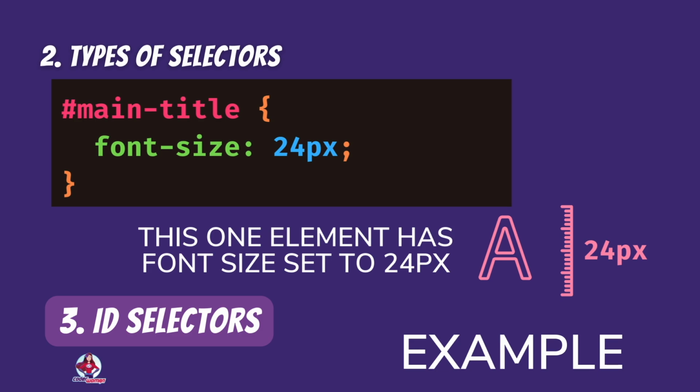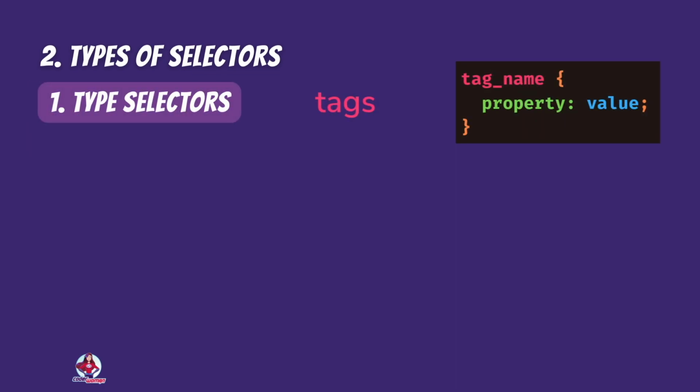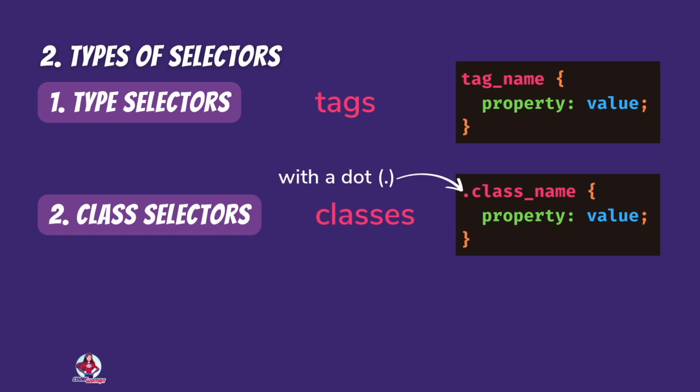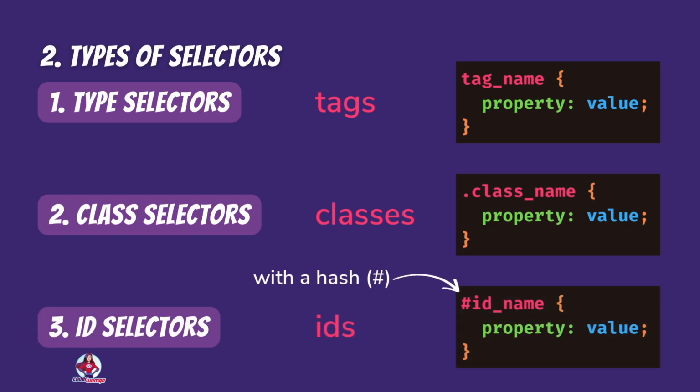Understanding these selectors will help you choose the right elements on your web page and apply the desired styles effectively. We've just explored the three types of selectors: type, class, and ID selectors. To help you remember their syntax, let's briefly summarize. Type selectors target elements based on their HTML tag. Class selectors apply styles to elements sharing a specific class. ID selectors style elements with a unique ID attribute.